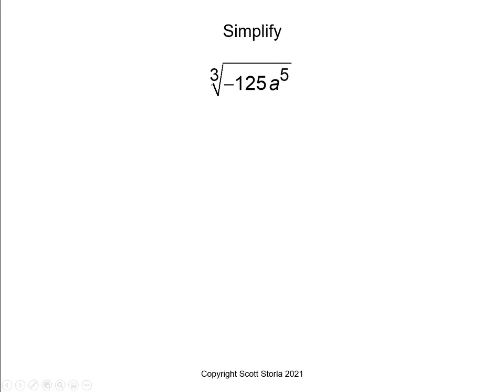How about here? Well, if you prime factor 125, you'll get 3 factors of 5. And since it's negative, I'm going to have 3 factors of negative 5. For the base of negative 5, 3 goes into 3 once, so I'll have a factor of negative 5 outside. And for the base of a, 3 goes into 5 once, so I'll have one factor of a outside, with remainder 2, so I'll have a factor of a squared in the radicand.